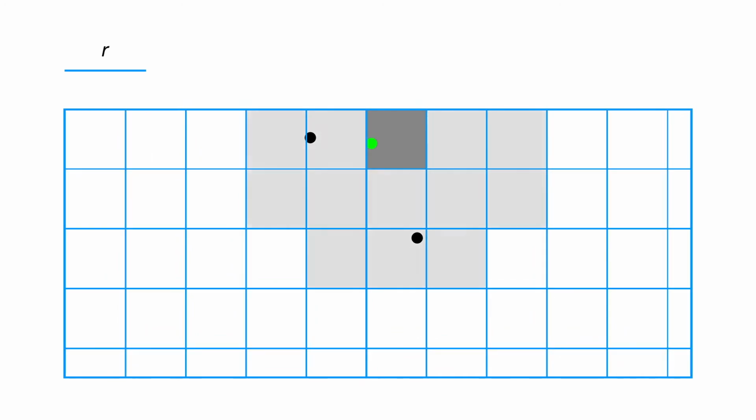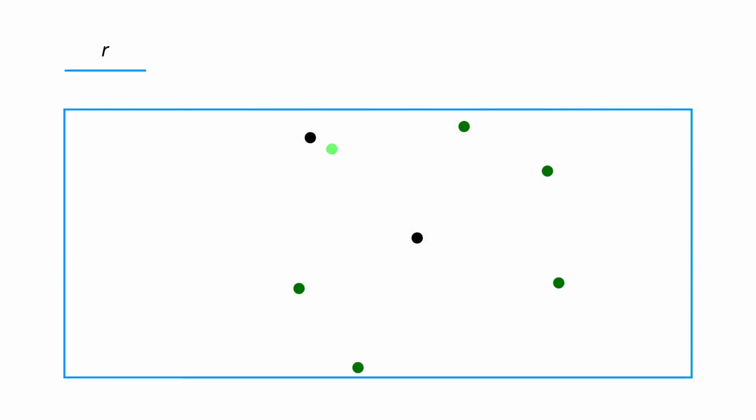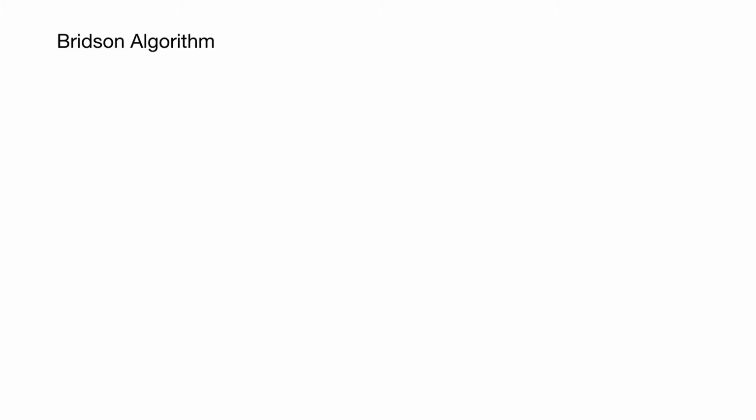For this candidate point, we only need to consider existing points in the light gray cells, and indeed, the original point we selected is in one of these light gray cells, and we see that this new point is valid. Great. Let's try another of the candidate points. We compare against existing points in the nearby light gray cells, and we see that one of the points is too close, so this new candidate point is invalid. And we continue in that way until we've identified all of the valid points from within the annulus, and then we repeat the procedure until we've generated a Poisson disk sampling pattern. So that's the Bridson algorithm.